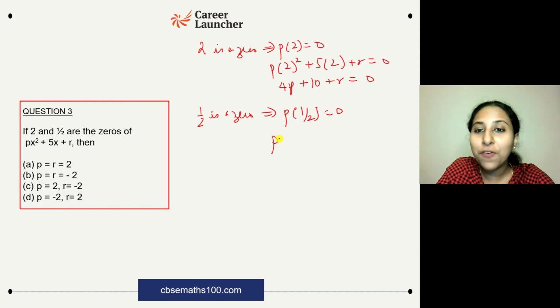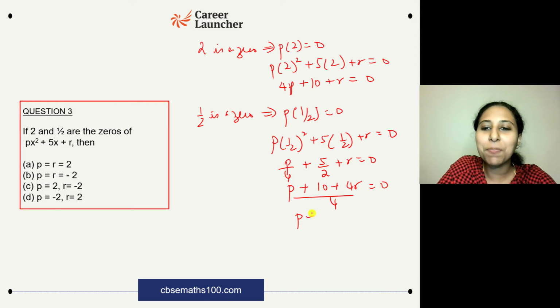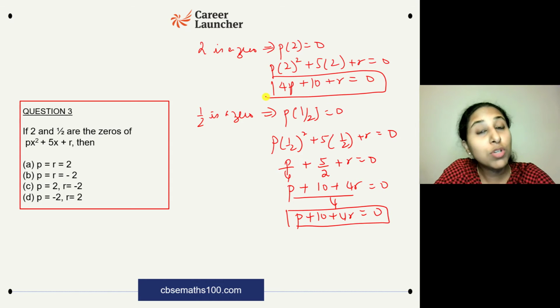So you get p of half square plus 5 into half plus r is equal to 0, or p by 4 plus 5 by 2 plus r is 0. Take the LCM here. When you take LCM, you will get p plus 5 times 2, which is 10, plus 4r by 4 is equal to 0, which could be just p plus 10 plus 4r is equal to 0. These are the 2 equations which you are obtaining here, which will help us to find out the values of p and r.